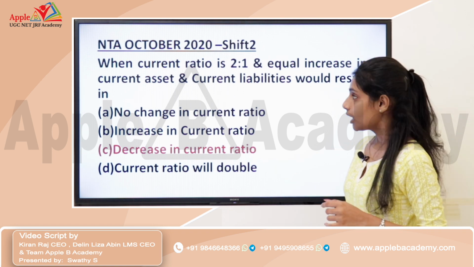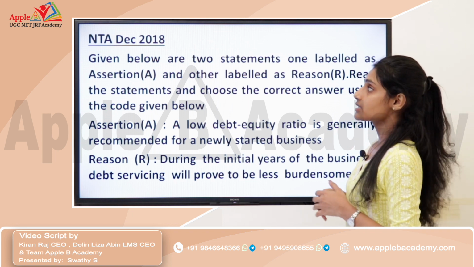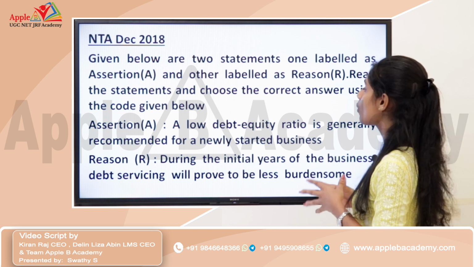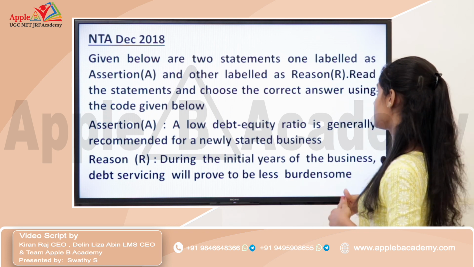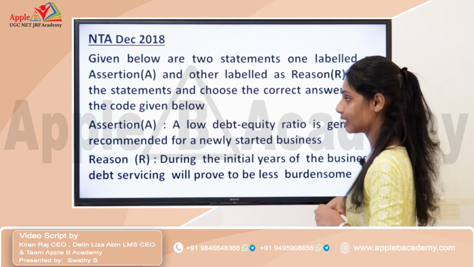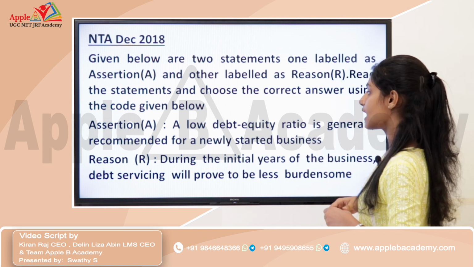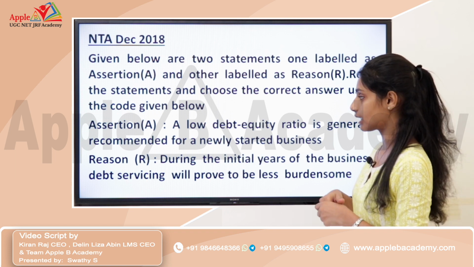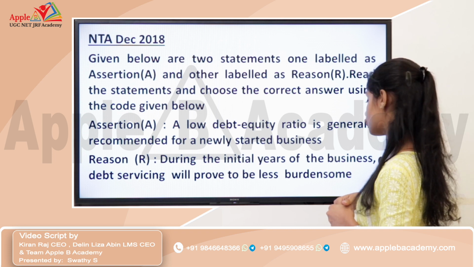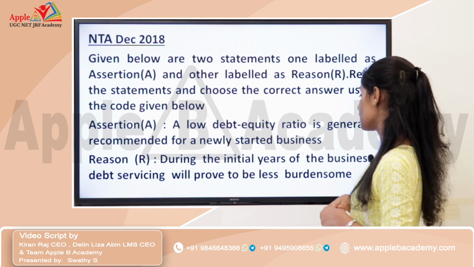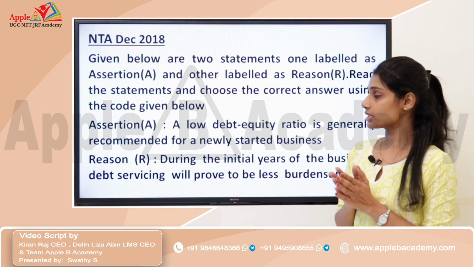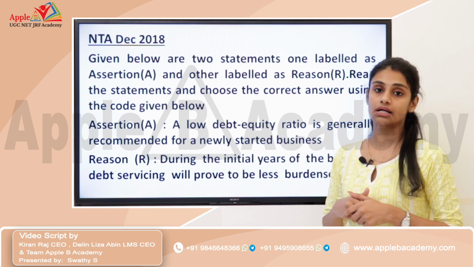Now moving on to another question that was asked in December 2018. Given below are two statements, one labeled as assertion and the other labeled as reason. Read the statements and choose the correct answer using the code given below. The assertion is: a low debt equity ratio is generally recommended for a newly started business. And the reason: during the initial years of business, debt servicing will prove to be less burdensome. See, this is an assertion reasoning question, and this is actually from the area of debt equity ratio.